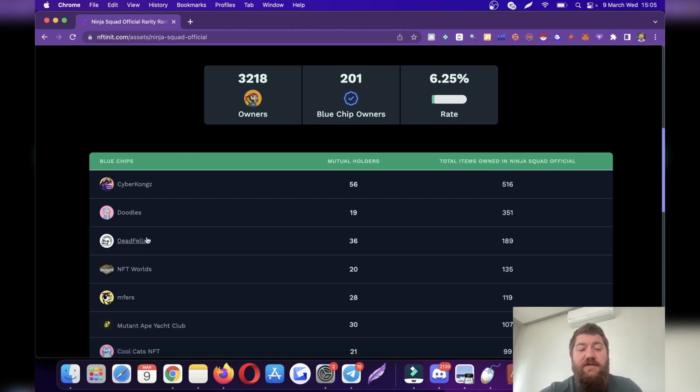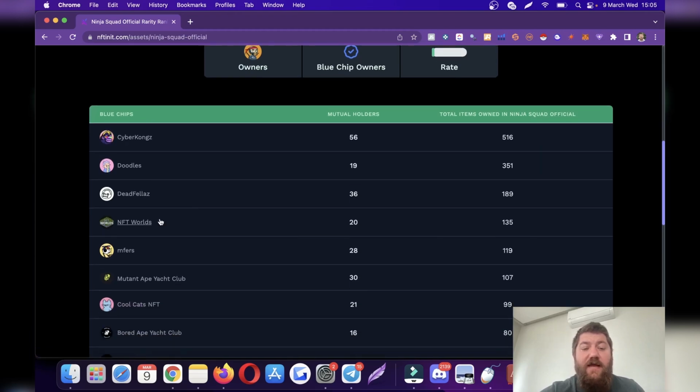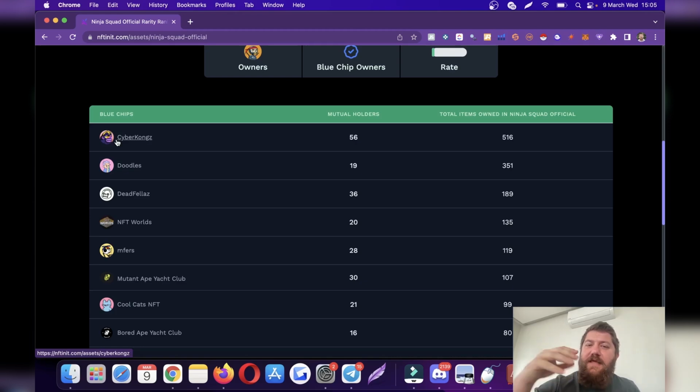There are some Doodles, there are some Dead Fellas, there are some NFT Worlds, there are some Muffers, there are some Bored Ape and Mutant Ape Yacht Club members as well. So most likely these guys are less likely to be paper hands. So when you're analyzing projects, it makes sense if the big names from big projects are holding many items from the project you are interested in.